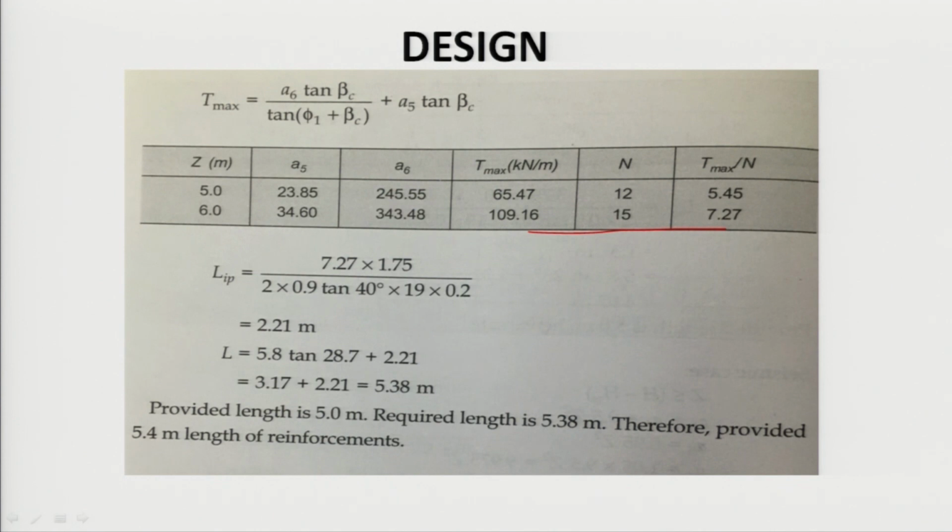Providing length 5 meter, required length should be 5.3, because we have already assumed 5 meter length, but it is coming 5.38. Therefore provided 5.4 meter length of reinforcement.